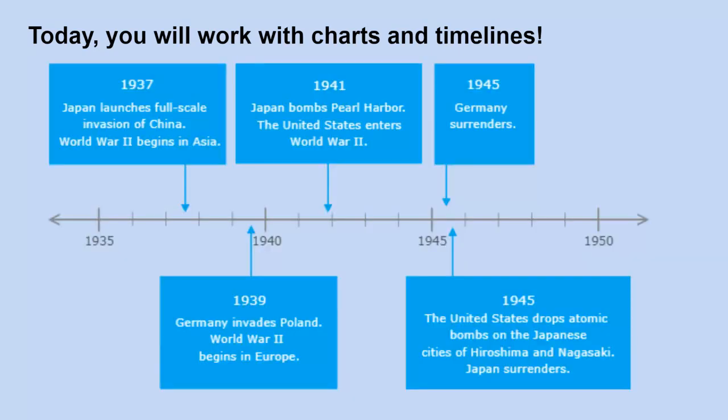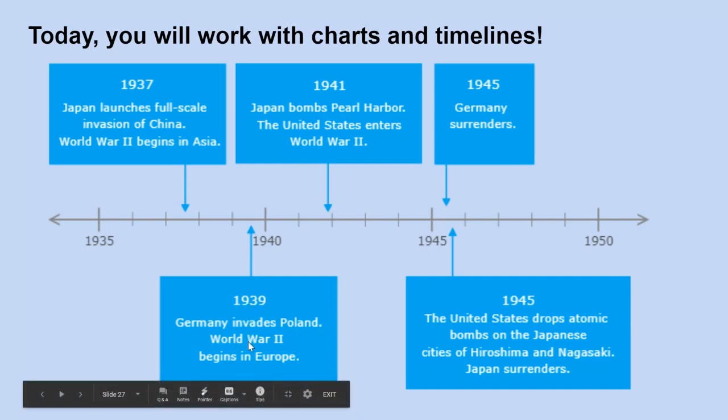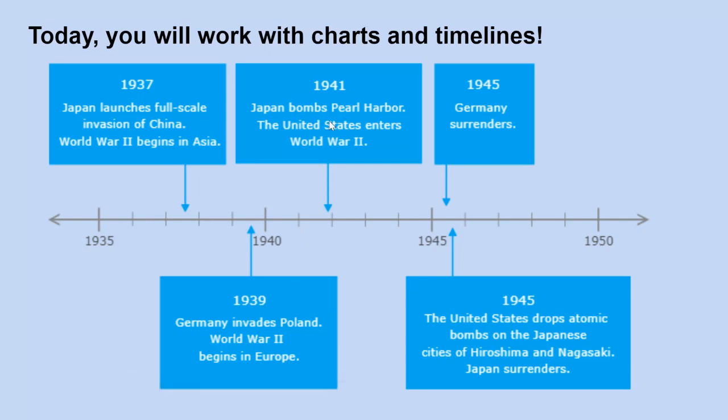Today you're also going to be working with a timeline. This timeline here is an overview of World War II. If I start here at the bottom in 1939, I see that this is when World War II began after Germany invaded Poland. In 1941, it's the event that comes next. I see that's when Japan bombed Pearl Harbor and the United States entered World War II.